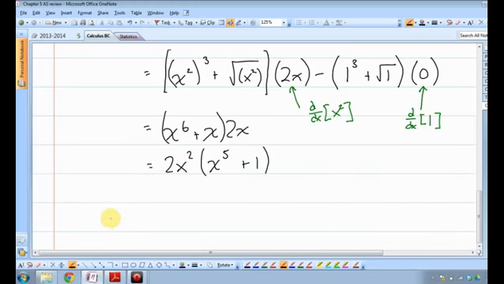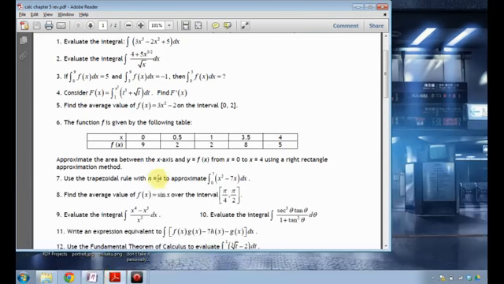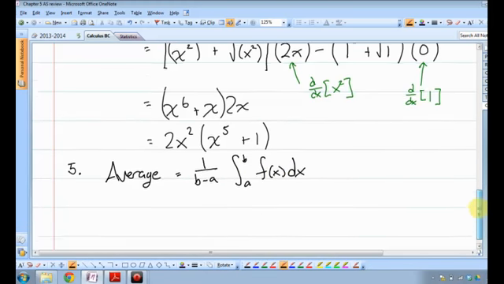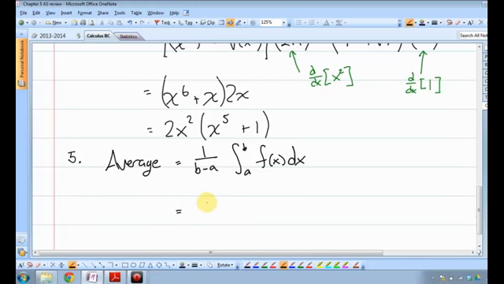What problem number are you on? 5? Cinco. 5. Find the average value on 0 to 2 of 3x squared minus 2. To remember, the average is equal to 1 over b minus a times the integral from a to b of f of x dx. In our case, the average is 1 over 2 minus 0, integral from 0 to 2 of 3x squared minus 2 dx.